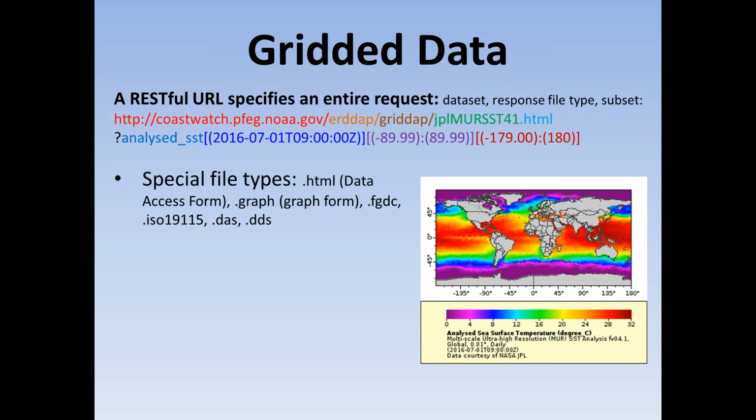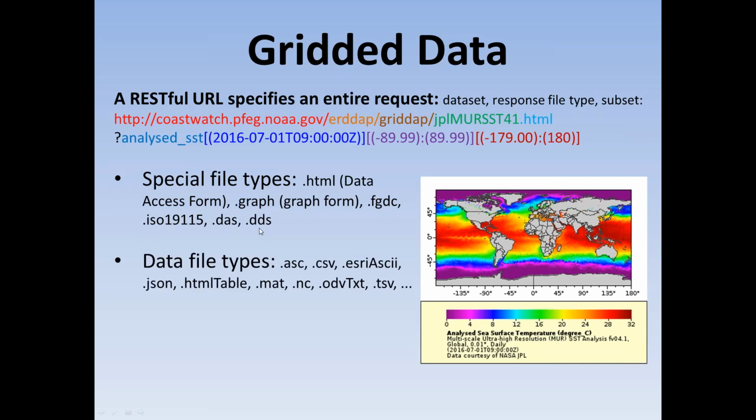ERDDAP, I mentioned, has several response file types. There are some special file types like HTML, which brings up that web page for requesting data, and graph, which is the make-a-graph web page. Also FGDC, ISO 19115, and the traditional OPeNDAP data attribute service, I think it's called, and the data description service. So those are the traditional special file types.